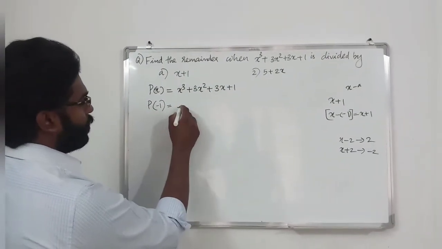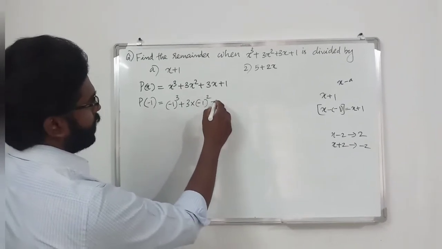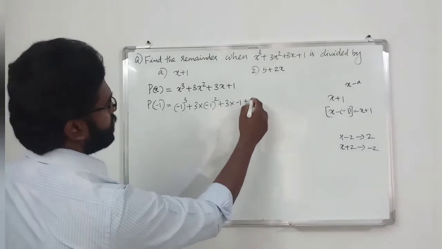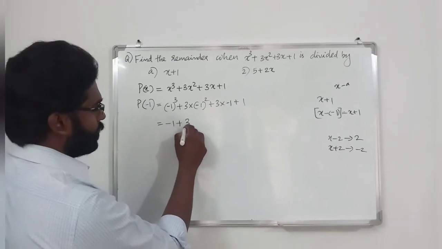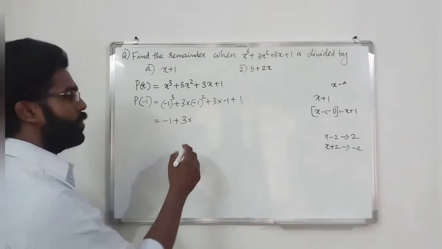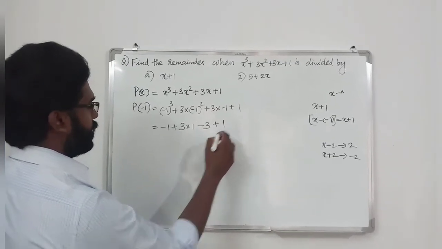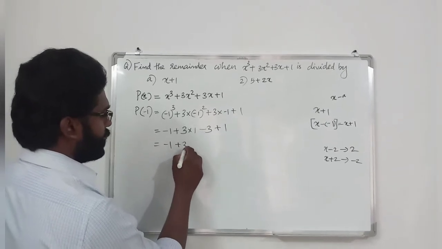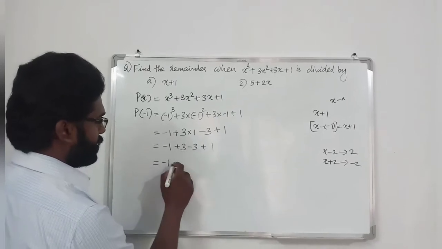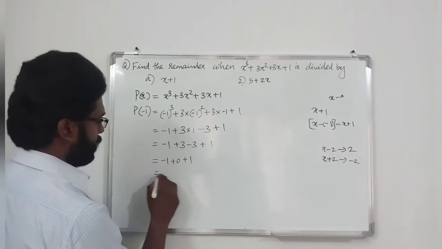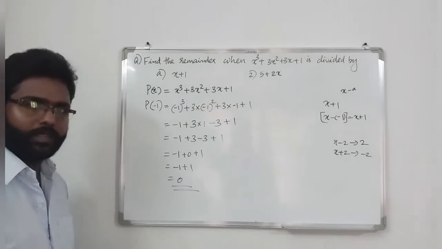P of minus 1. So minus 1 cube plus 3 into minus 1 square plus 3 into minus 1 plus 1. Minus 1 cube is always minus 1, plus 3 into minus 1 square, minus 1 into minus 1 is 1. Next 3 into minus 1, minus 3, plus 1. Minus 1 plus 3, minus 3 plus 1. Minus 1, 3 minus 3 is 0, plus 1. Minus 1 plus 1, 0. So the remainder is 0.